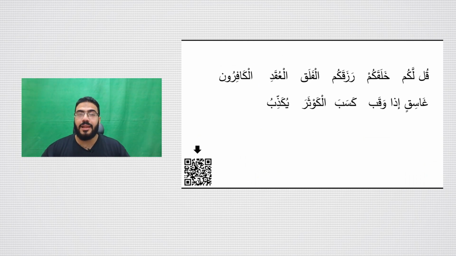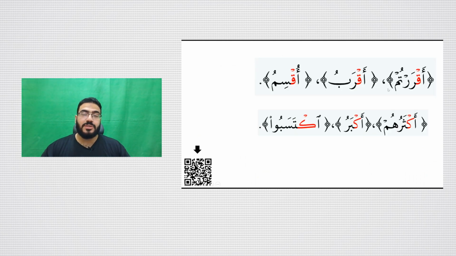قلقلة. العقد. الكافرون. غاسق إذا وقب. غاسق إذا وقب. كسب. الكوثر. يكذب. يكذب. Now let's practice qaf and kaf in the state of sukun.